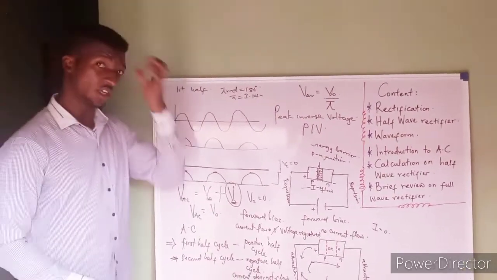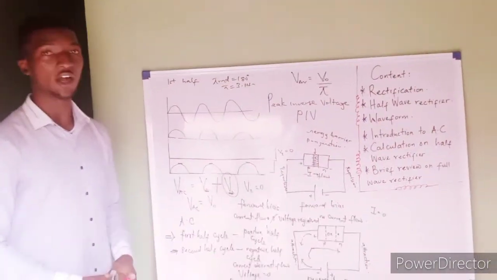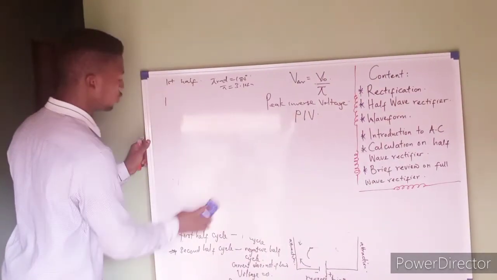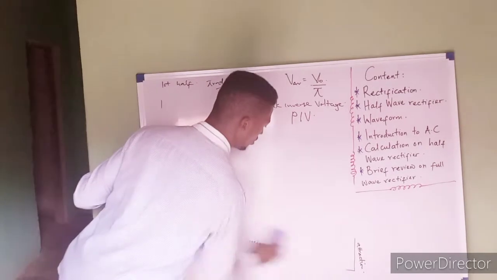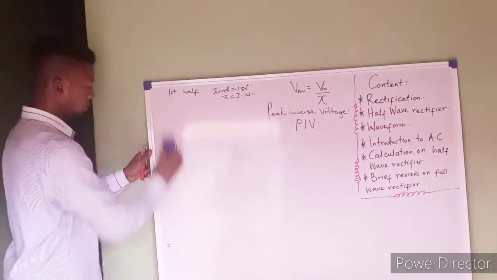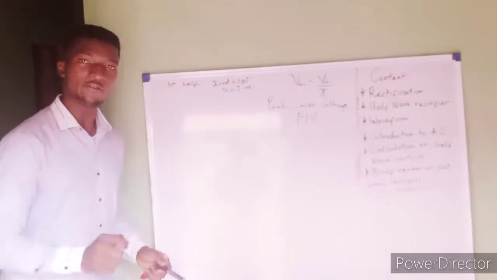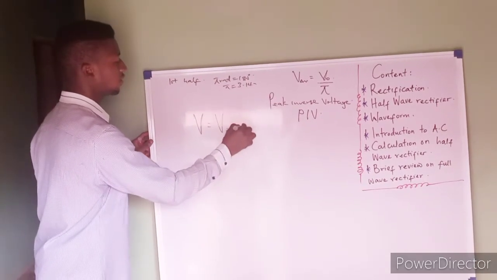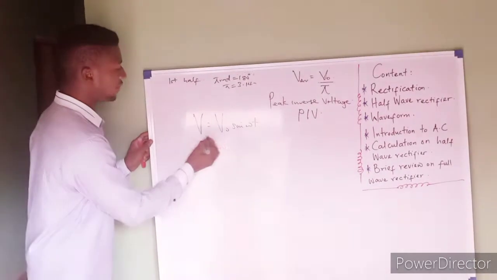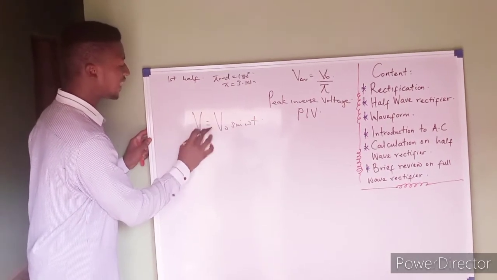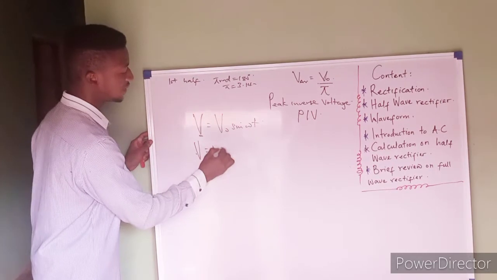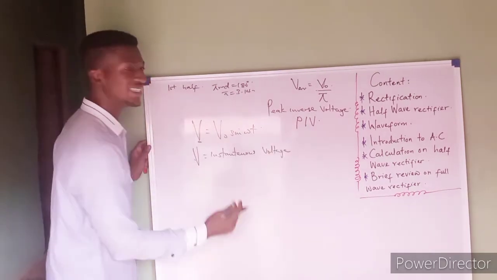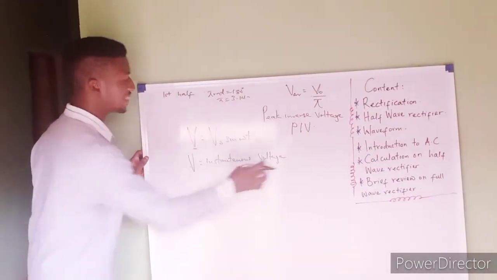Let's quickly look at the introductory aspects to AC circuits. We just want to derive some equations here that will be used in our further calculation. In AC, the waveform of an AC circuit is actually represented with V equals V naught sine omega t. This V is called instantaneous voltage. What is instantaneous voltage? The voltage measured at the instant of time is your instantaneous voltage.